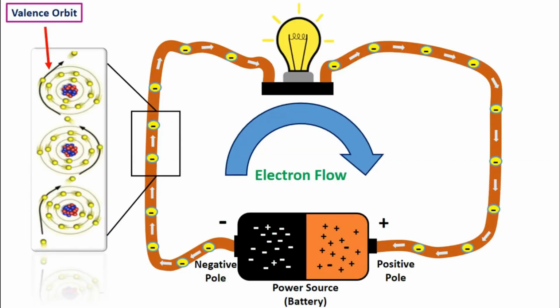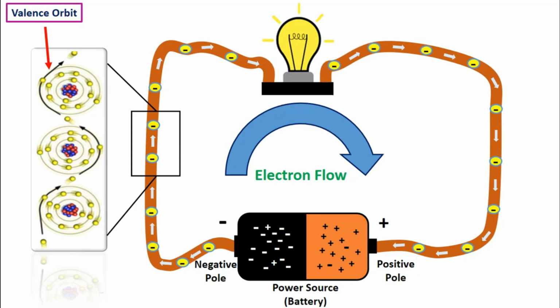The power source in the electric circuit provides potential difference, that is voltage, providing the movement of electrons. The number of electrons in the negative pole of the power supply is high. In the positive pole, the number of electrons is low.